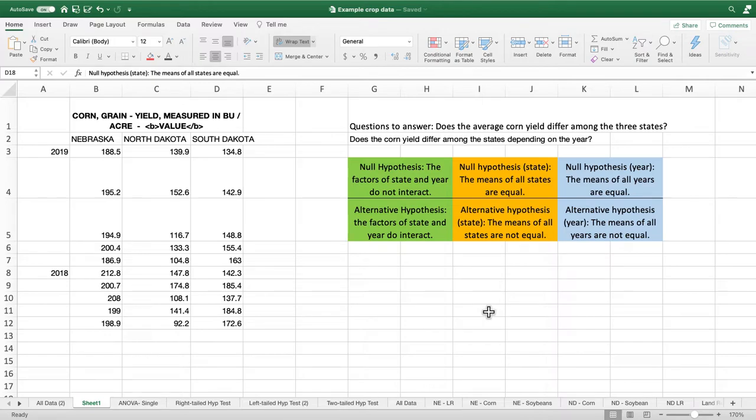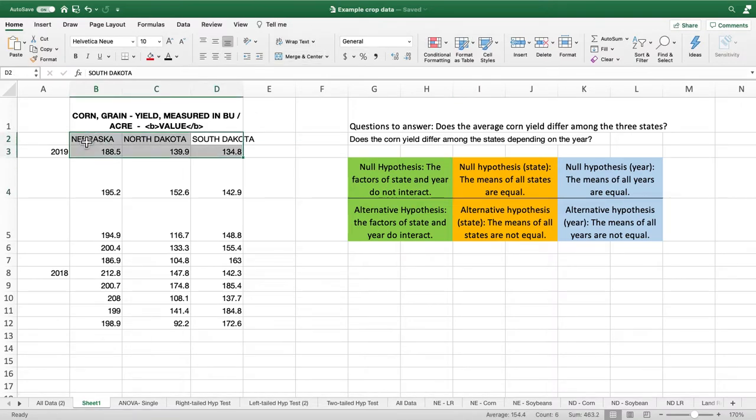Everyone, this video is to show you how to do a two-way ANOVA, or an ANOVA with two factors. Our data is a little different from the single-factor ANOVA that we did previously. Now you'll see that instead of just having data for Nebraska, North Dakota, and South Dakota, we have that data based off of 2 years, so 2 separate times.